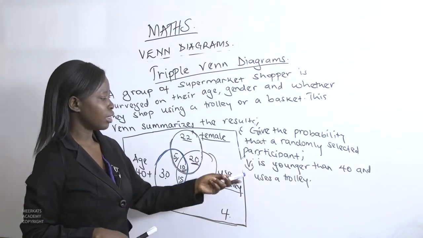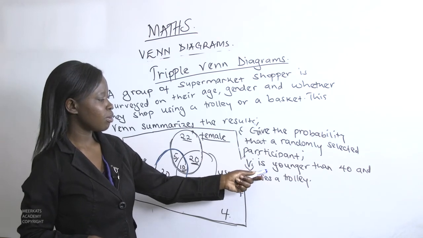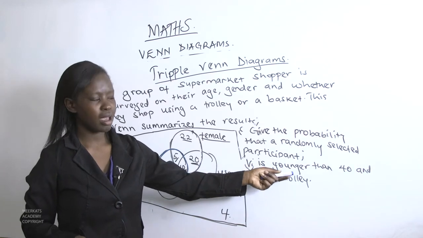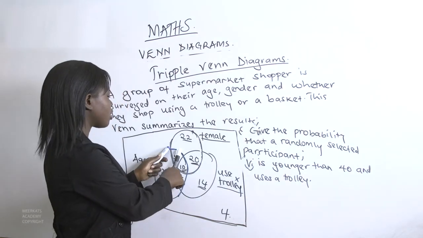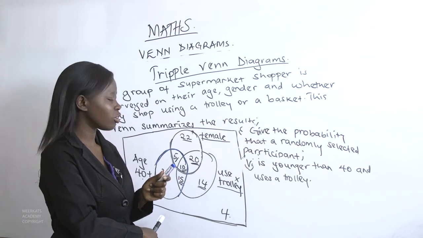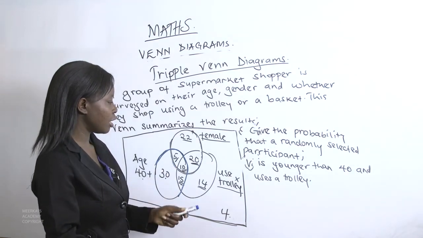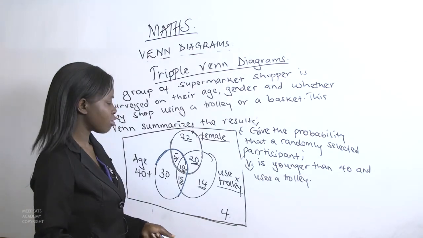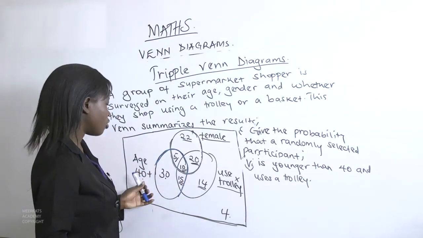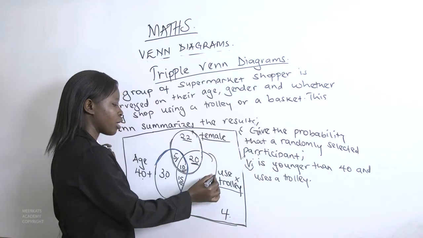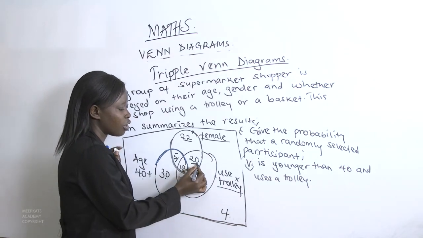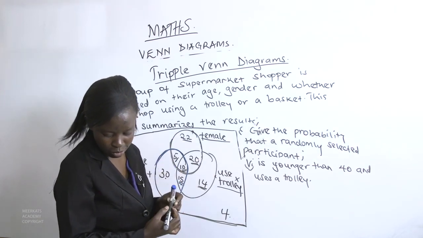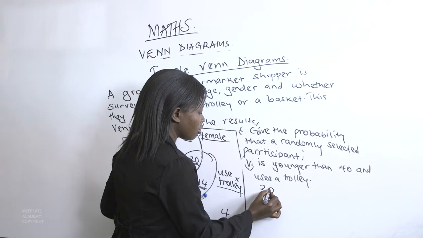Now we get the probability that the person selected is younger than 40 and uses a trolley. This one doesn't matter if it is a female or a male, but whatever we are looking for is that the person should be younger than 40. So I'm still eliminating these 40 plus years, but it is dealing with any person, be it a male, be it a female, as long as they are using a trolley and are younger than 40 years. So we are at the point where we are using a trolley. Then we have 20 plus 14, which gives us 34.